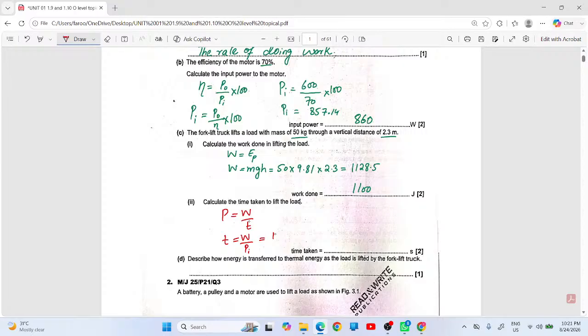1128 over 857.14. चेक करो. 1.316, so this is 1.3. सर गलत है सर, आंसर की में आउटपुट पावर ली उन्होंने.